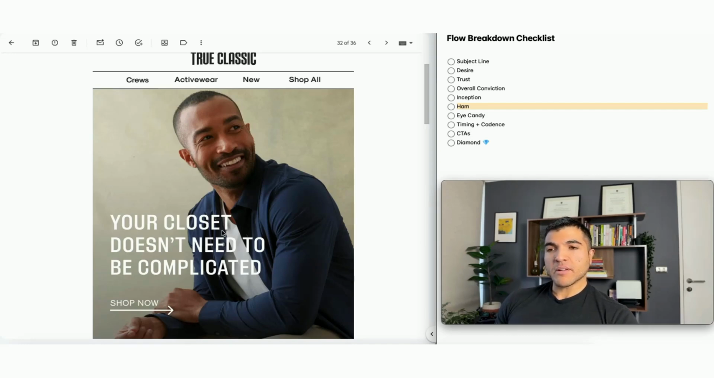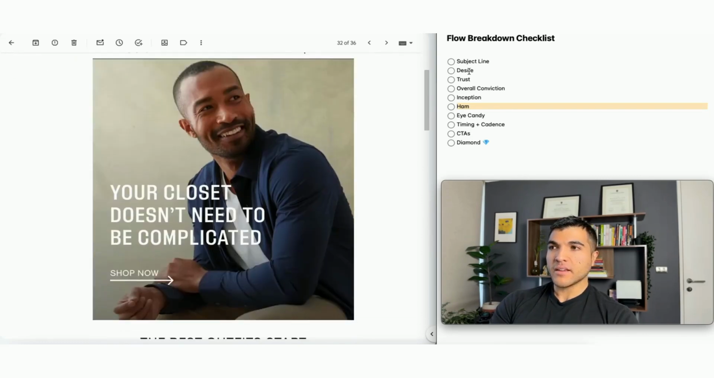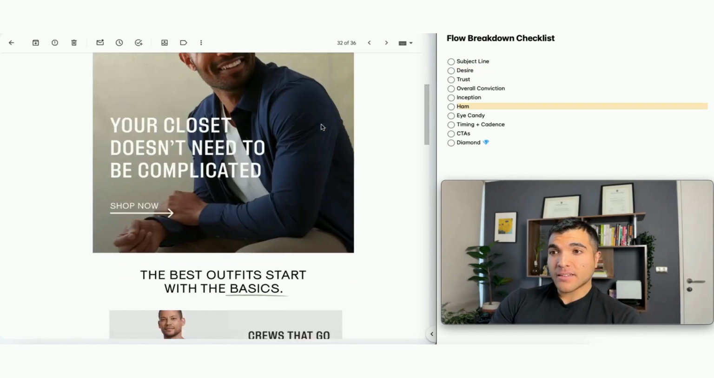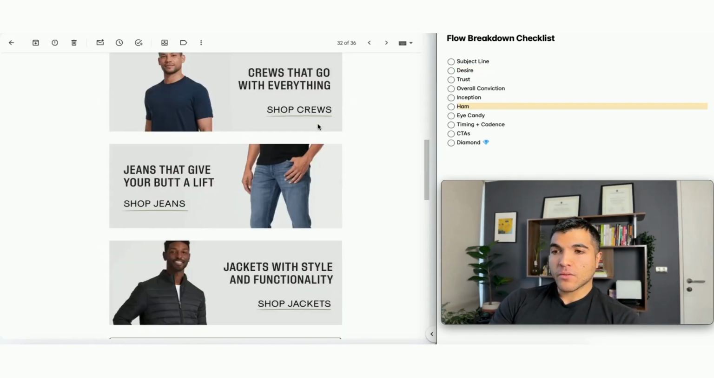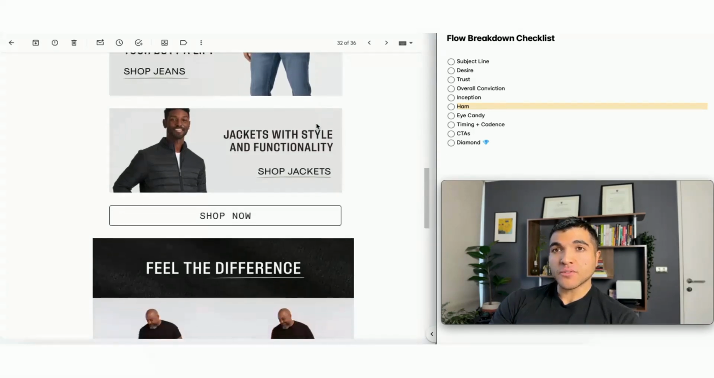That would be a better email that would present this whole idea of style doesn't need to be complicated. It would build on that desire, right? And have this ham element. So that is how we will approach email flows for True Classic.